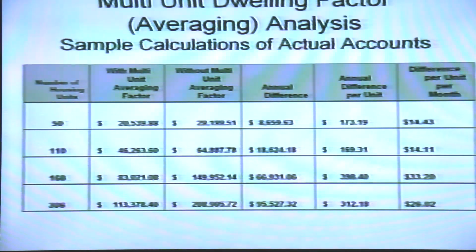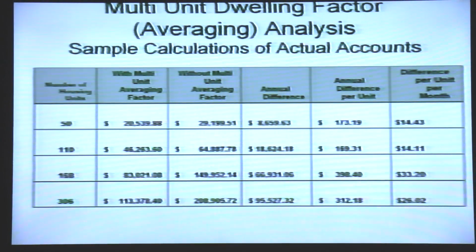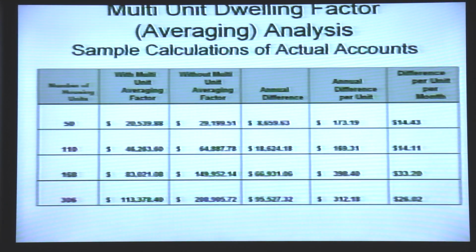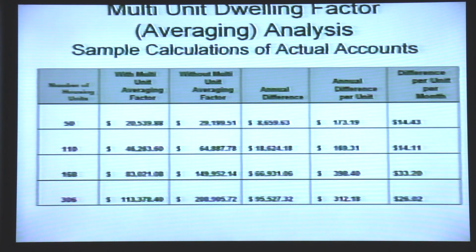The multi-unit dwelling factor analysis has examples here. Number of housing units is on the left-hand column. The price that they would pay using averaging, the price they would pay without averaging, and what the difference would be on an annual basis. That difference is then broken down by unit and then by unit per month, with a 50-unit complex increasing by $14.43 per unit per month, and a 306-unit complex increasing by $26.02 per unit per month.